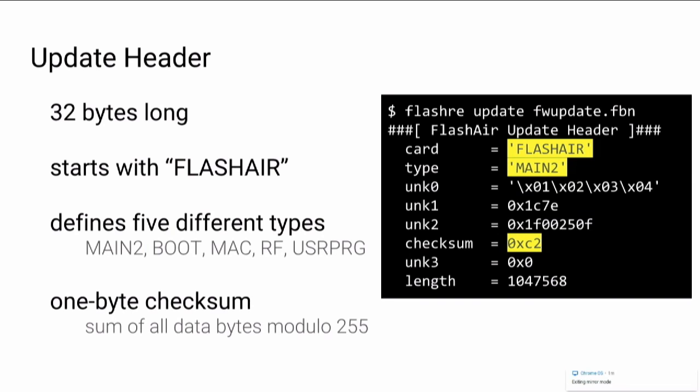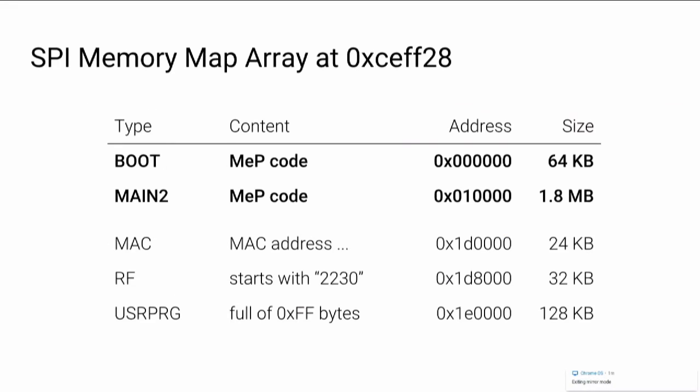The Flashway update command, which is implemented thanks to Scapy, will display the update header and is also able to build fake updates. These 5 types of updates are really important because in the update function they are used in an array that describes the SPI memory map. These names are indeed sections in the SPI flash that can be used to update the SPI flash independently. Boot and main2, the two on top in black, contain MIPS code.